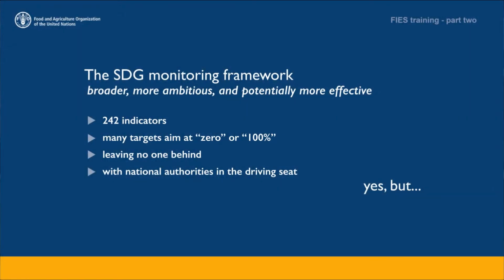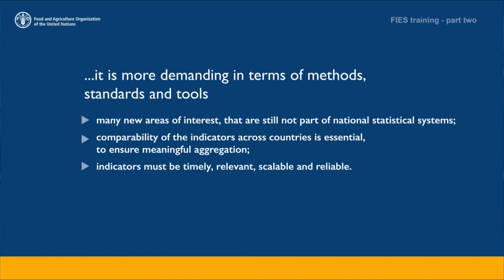The reason is that if we want to monitor goals that are more ambitious, but also an agenda that we hope to be more effective than the MDG agenda, we needed to have more nuanced indicators. However, this means that there is a huge increase in the methods, standards, and tools that we need to address. Particularly for the agencies and institutions at country level that are responsible for collecting data, producing the indicators, and producing the report, this is a big challenge because it increased a lot the scope of the statistical work that is needed to inform the SDG agenda monitoring.